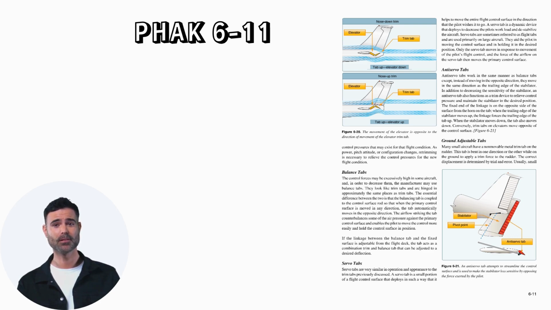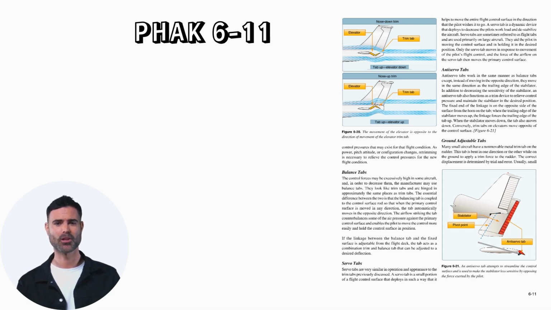The fixed end of the linkage is on the opposite side of the surface from the horn on the tab. When the trailing edge of the stabilator moves up, the linkage forces the trailing edge of the tab up. When the stabilator moves down, the tab also moves down. Conversely, trim tabs on elevators move opposite of the control surface.